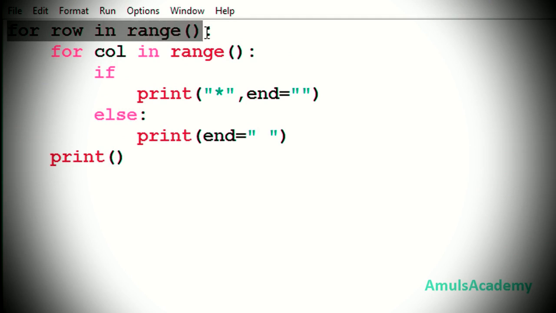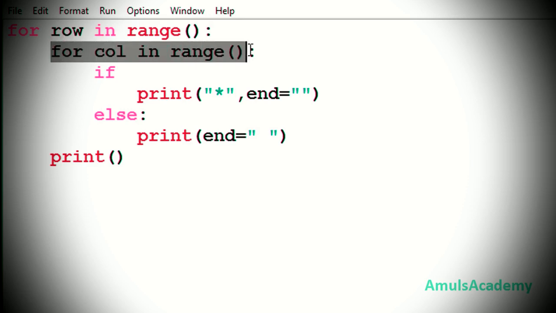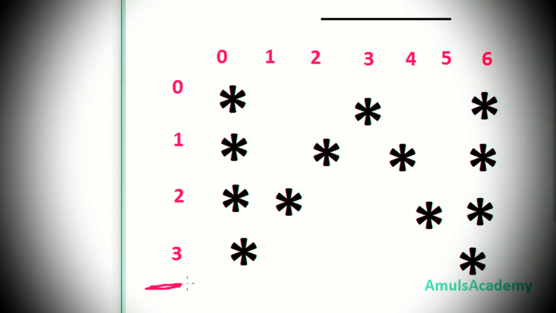The first for loop is to print stars in the row and here row is the variable name. For and in are the keywords and we are using the range function. Next, inside that for loop we can see another for loop. It is to print stars in the column and here col is the variable name and here also we are using the range function. And here we can see 4 rows and 7 columns.